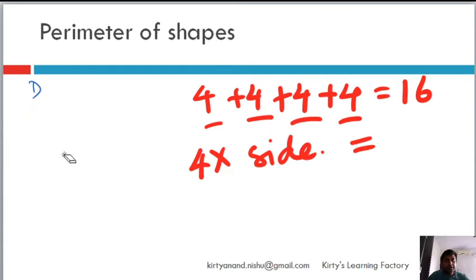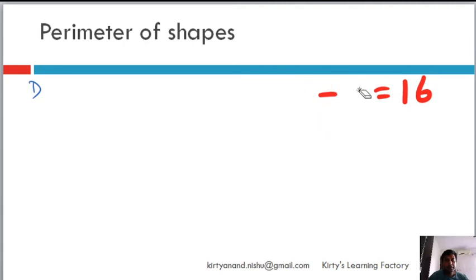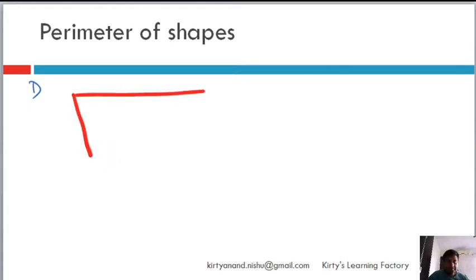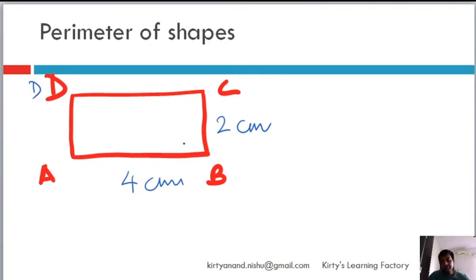Now let's get into another shape. Okay, let's say we have a rectangle. What a bad rectangle I am drawing. Yeah, seems to be a better rectangle now. Let's call it rectangle ABCD. Okay, let's assume that the length of the rectangle is 4 centimeters, and the breadth of the rectangle is 2 centimeters. So what will be the perimeter?